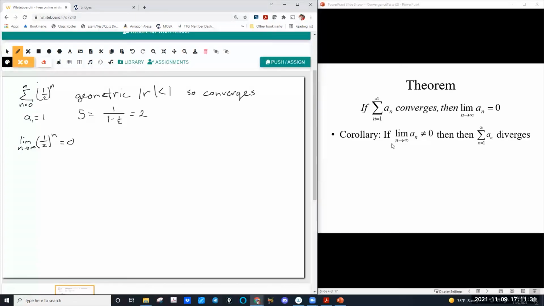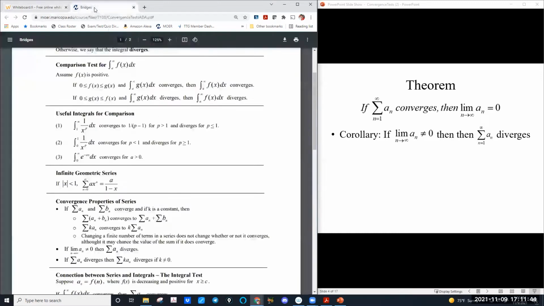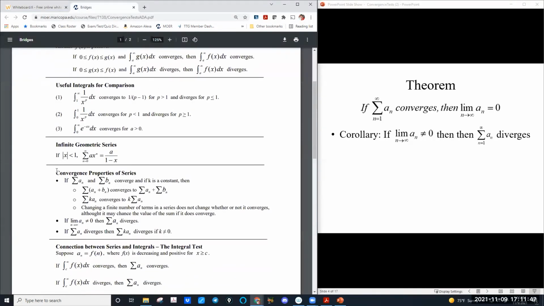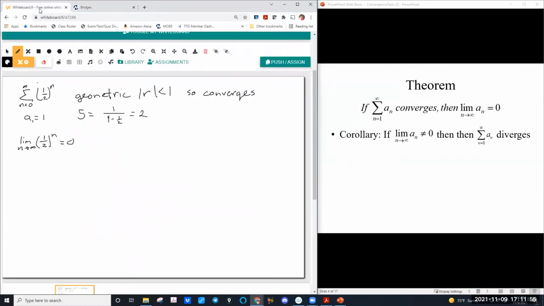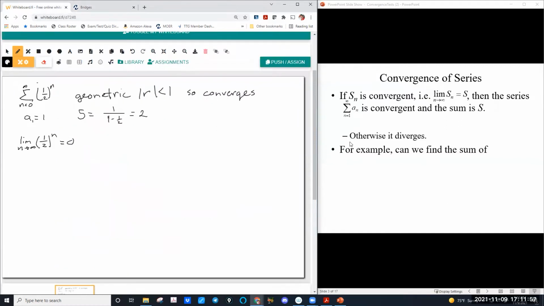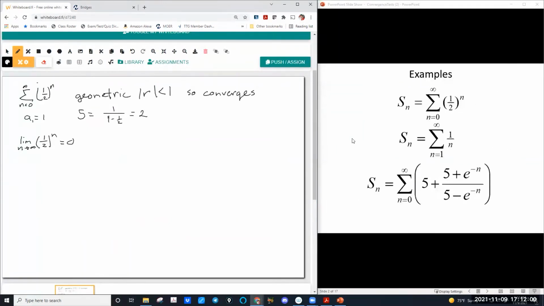Now, here's how we're going to use it more often. If the sequence does not go to 0, then we know the series diverges. All right. Now, I want to show you where this is on the sheet. Convergence properties of series right here. If the limit does not go to 0, then it diverges. Let me show you real quick how easy this one is to use. It's an easy one to use, and it should be one of our first tests, guys, before we go on to anything else, because if the sequence does not go to 0, we're done.